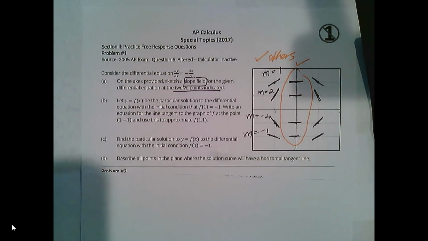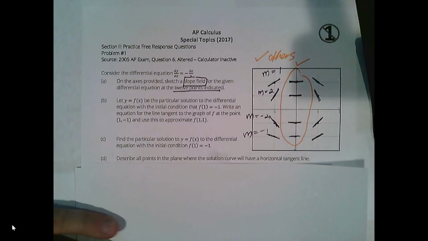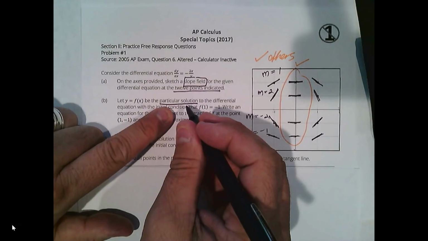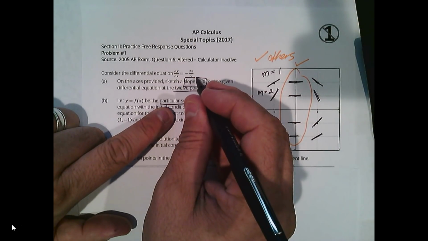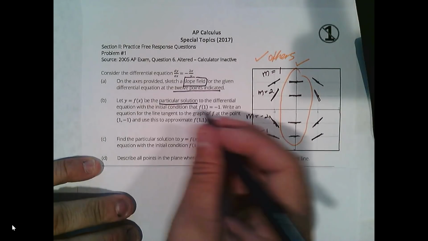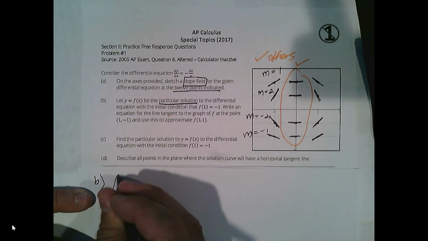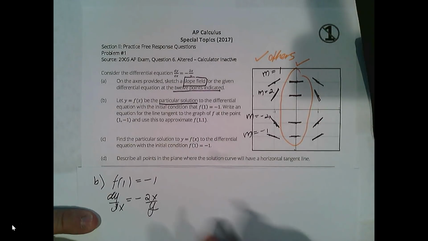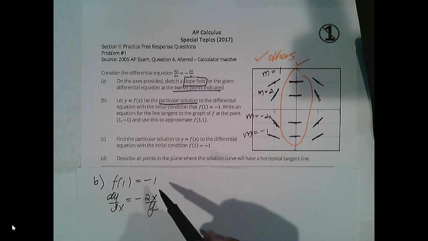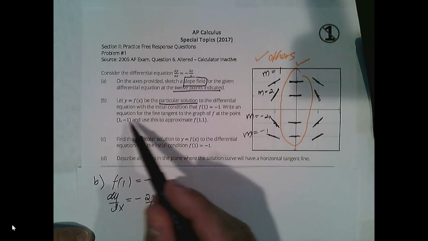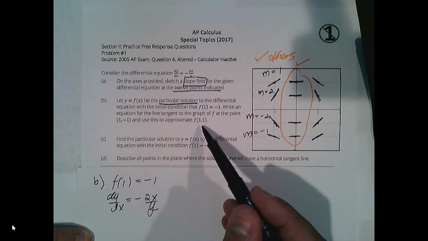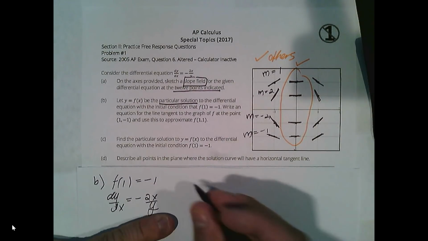Okay. Part B says let y equal f of x be the particular solution. So that means the equation that would actually work in this differential equation with the initial condition f of 1 equals negative 1. We still have that dy dx is equal to negative 2x over y, and we have the initial condition f of 1 equals negative 1. Write an equation for the line tangent to the graph of f at the point 1, negative 1. Use this to approximate f of 1.1.